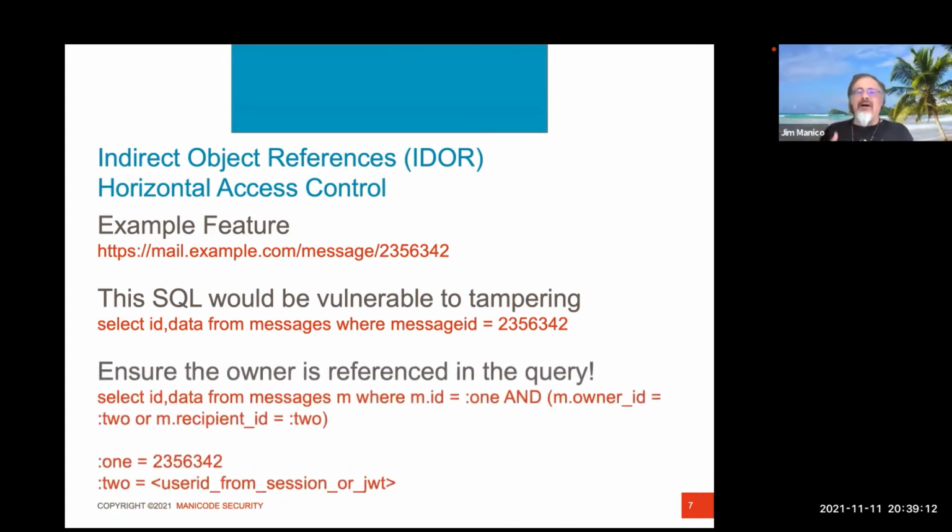Last, here's how I fix the problem at the database level. I'm saying select data from messages where the ID is the message number and the owner or the recipient must be a user ID, which I get from session or a JWT. Now, only the recipient or the sender at the database level is able to read that message. And this is one of many ways I can solve this problem.